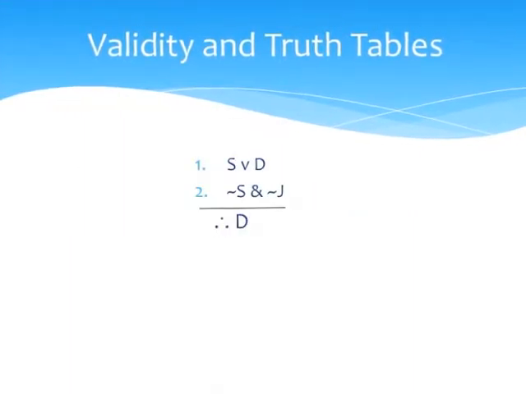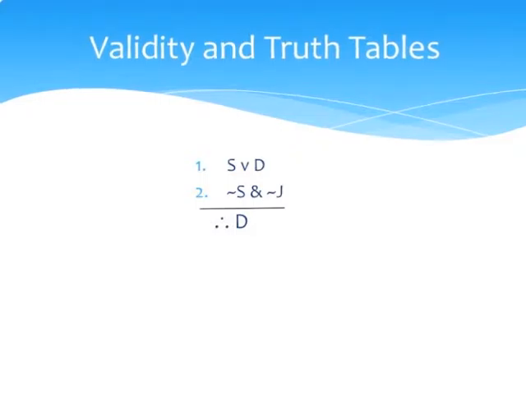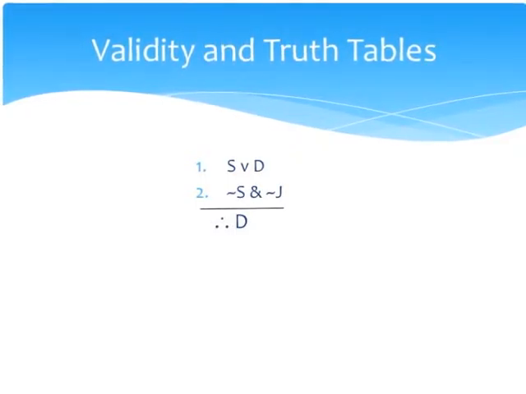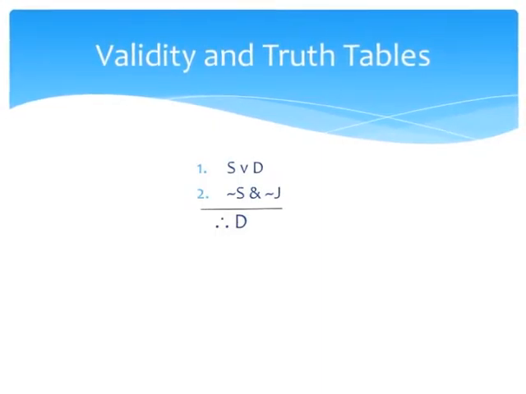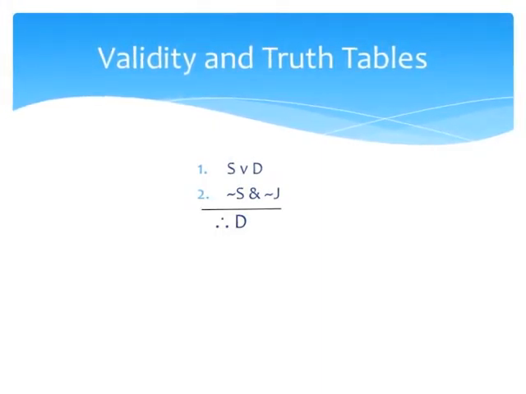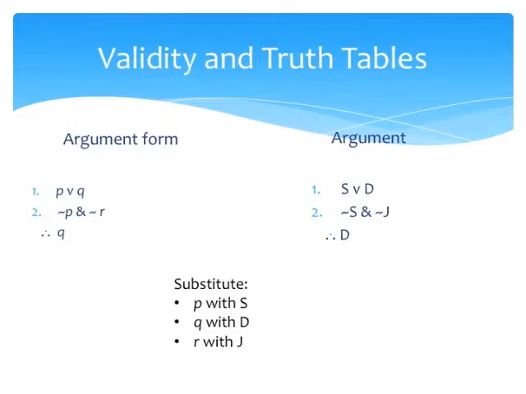With these abbreviations, our argument is S ∨ D. Then the second premise is ~S & ~J. The conclusion is D. Moreover, our argument that appears on the right is a substitution instance of the argument form to the left. And so we can see that we obtain the argument from the argument form by uniform substitutions. So if we substitute in the argument form P with S, Q with D, and R with J, we get exactly our argument.